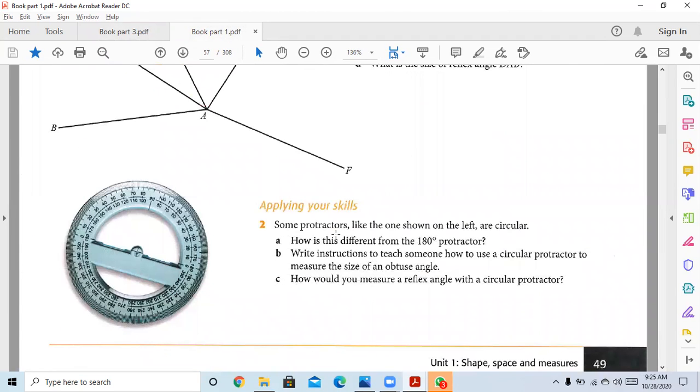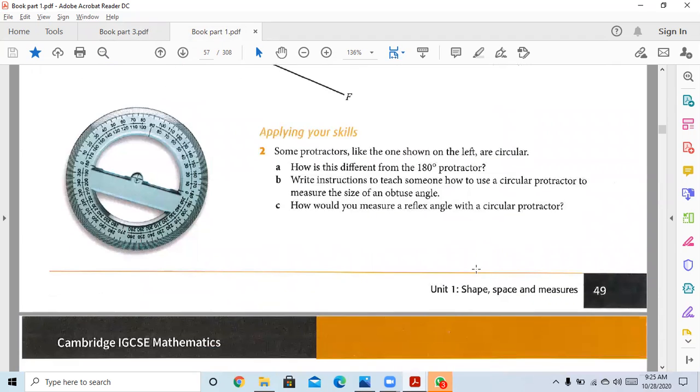Applying your skills using a protractor. Yes, this one is called a 360 protractor. So how is that different from a 180 protractor? It's circular, while that is a semicircle protractor. The semicircle is from 0 to 180, but the circular is 0 to 360.